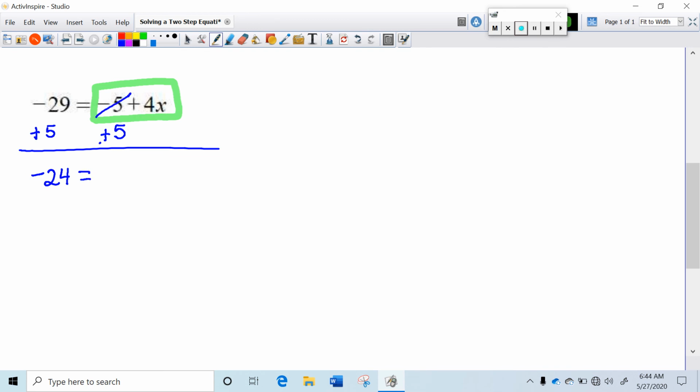Equals, top cancels with bottom, 4x. Now this is stuck together, so it's being multiplied. 4 times x. The opposite of times is divide, so divide both sides by 4. Now with multiplication and division, it takes 2 negatives to cancel out. And I don't have a negative on the bottom to cancel the negative on the top out, so it stays negative. And then 24 divided by 4 is 6, equals top cancels with bottom, x.